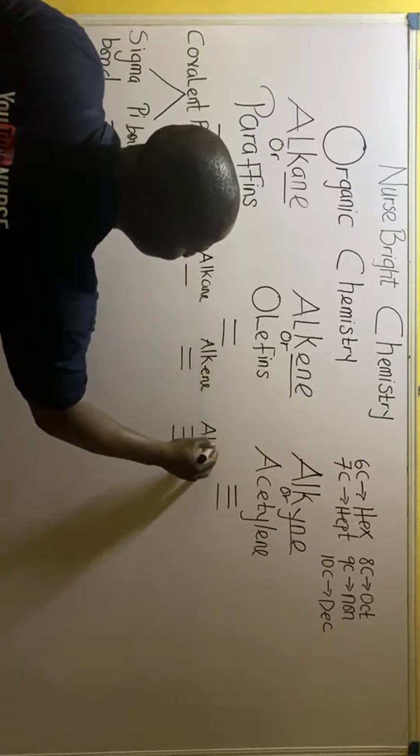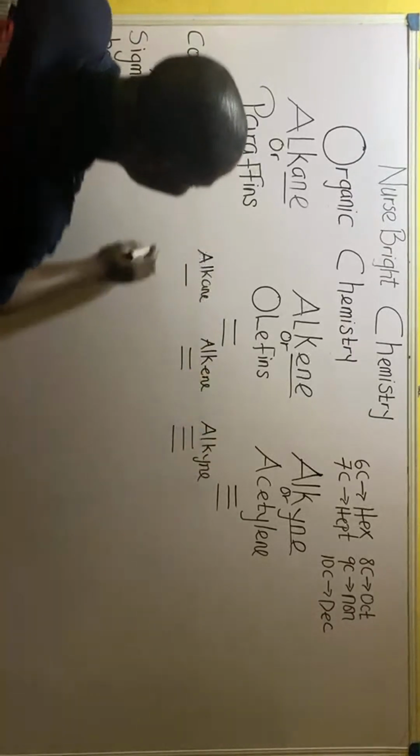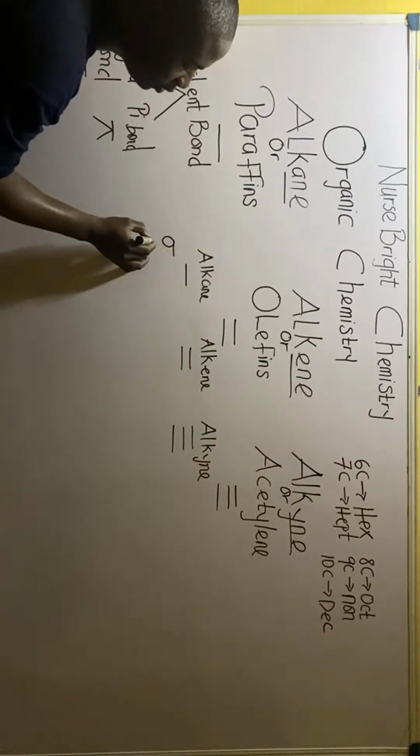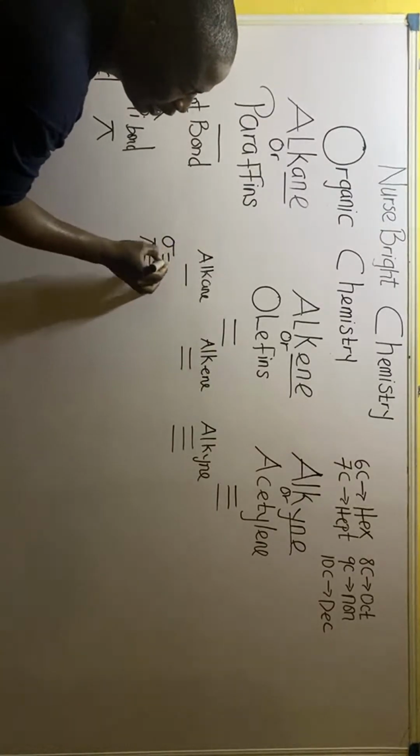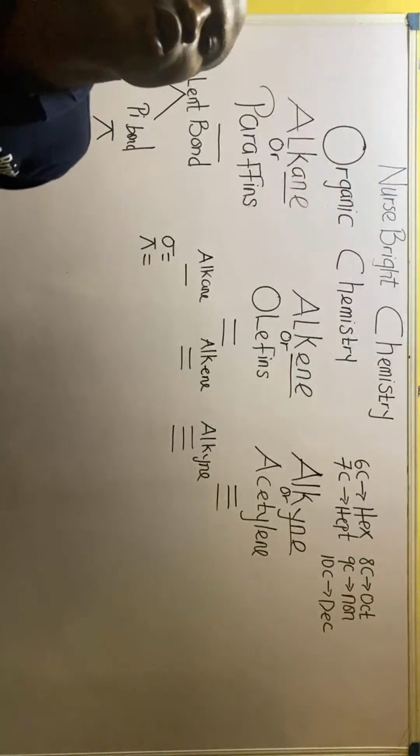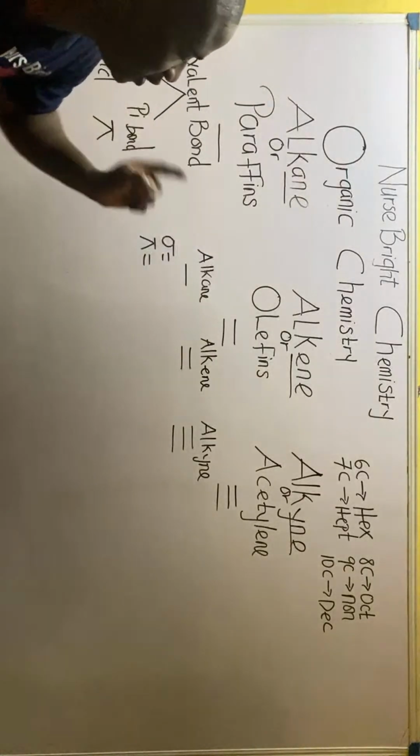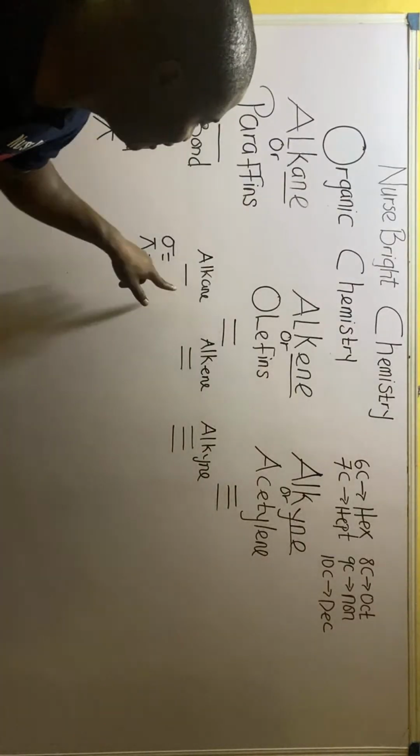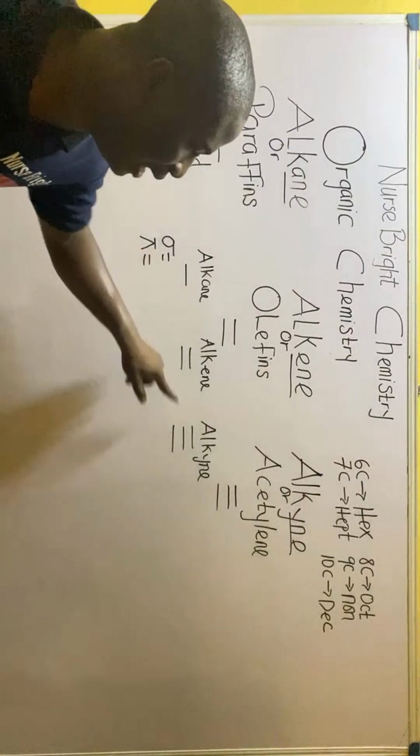So then, they can ask you, how many sigma bonds are found here, and how many pi bonds are found here? Do you understand? That's what I want to calculate for these three. Listen, how do you determine your number of sigma and pi bonds? Very easy. Is this not an alkane? Is this not an alkyne?